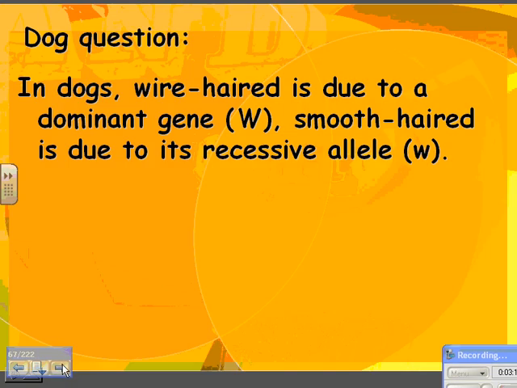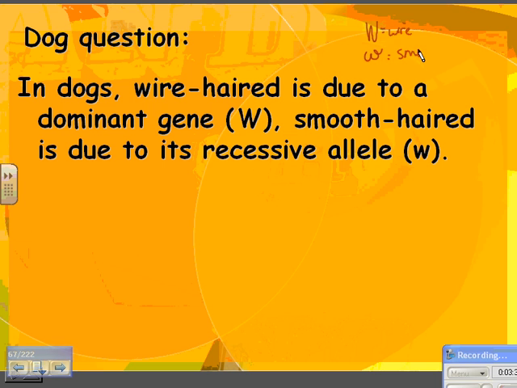Dog question. I'm getting sick of peas. How about you? So in dogs, wire hair is due to a dominant gene. I guess they have kind of rough hair. And smooth hair is due to a recessive allele. So whenever I do these, I'm going to write myself a little note. Big W equals wire. And I have to draw these differently or I'm going to get completely messed up. So I make my little w like that.